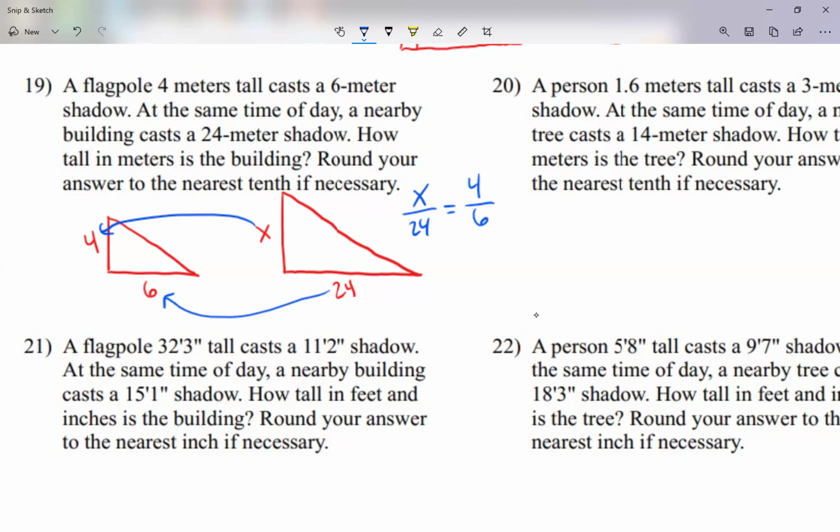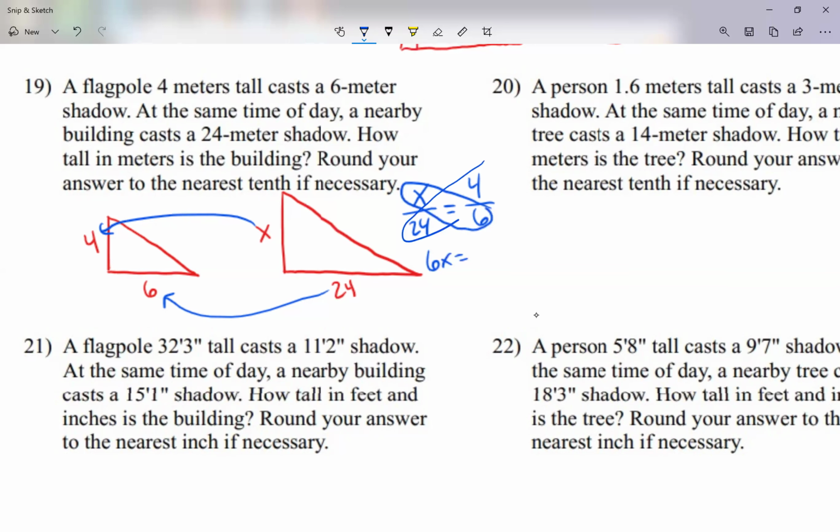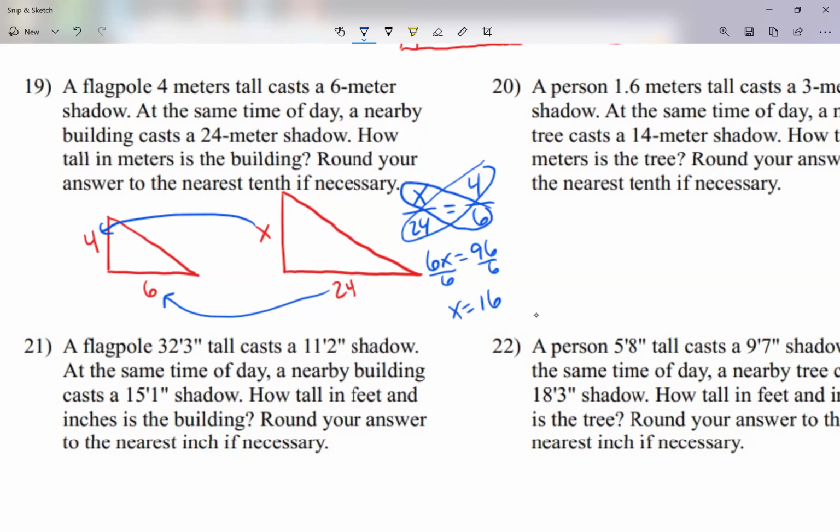And then I remember that when two fractions equal each other, we can just cross multiply. So when I go X times 6, that's basically 6X, is equal to 4 times 24. That's basically 96. To solve for X, let me divide both sides by 6. 96 divided by 6 gives me that X is equal to 16. Nice. So the height of the building is 16 meters.